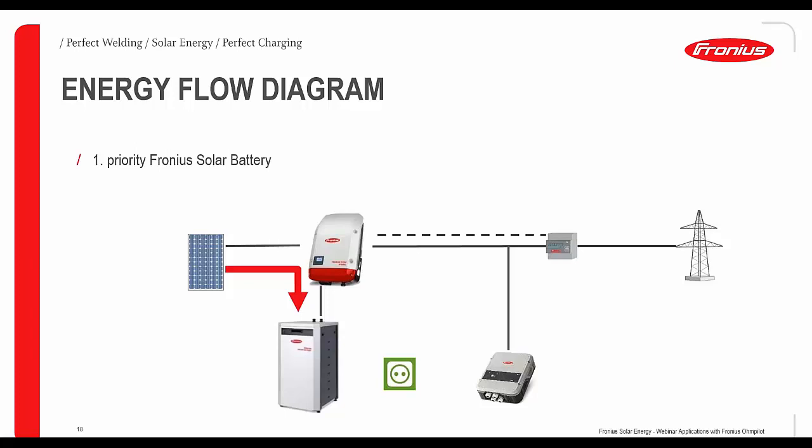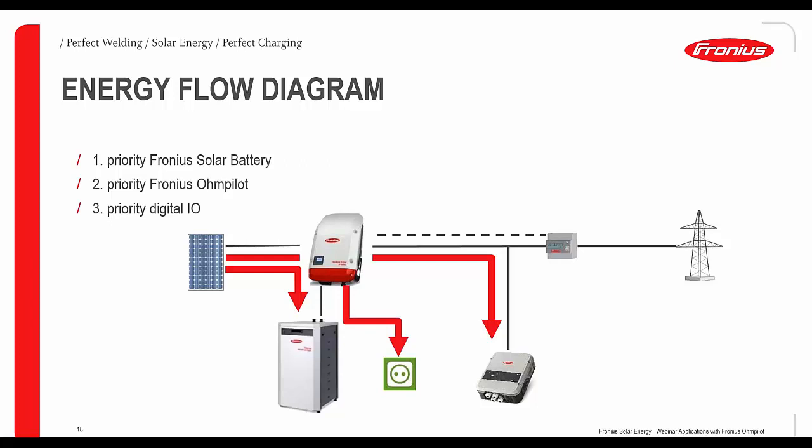So in this case, we say, okay, the first priority is the Fronius Solar Battery. We want to charge up the battery first with the surplus energy. Then second, we want to generate hot water with the Ohmpilot. And third, we want to switch on the digital outputs we have on every inverter. So right now we have 4 digital outputs where we can connect, for example, air conditioners, heat pumps, big loads like a wall box for EV charging, something like that. And this would be the third priority in this scenario. But it can be mixed according to your needs.